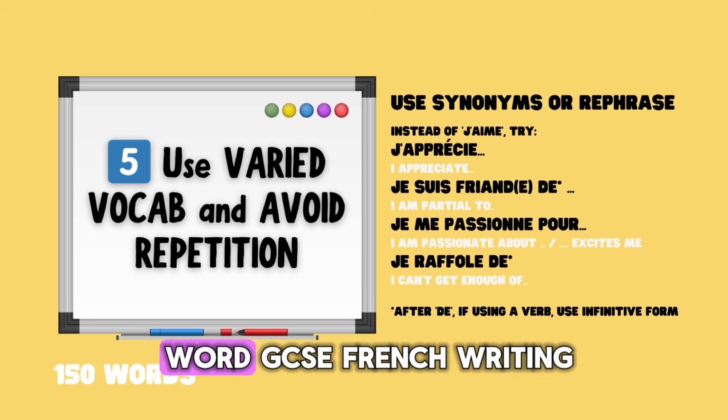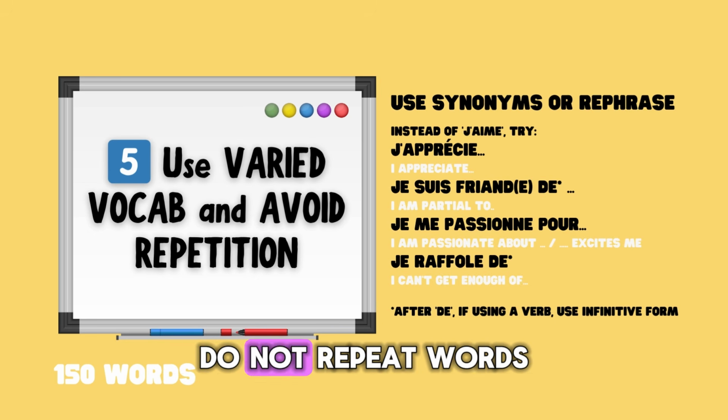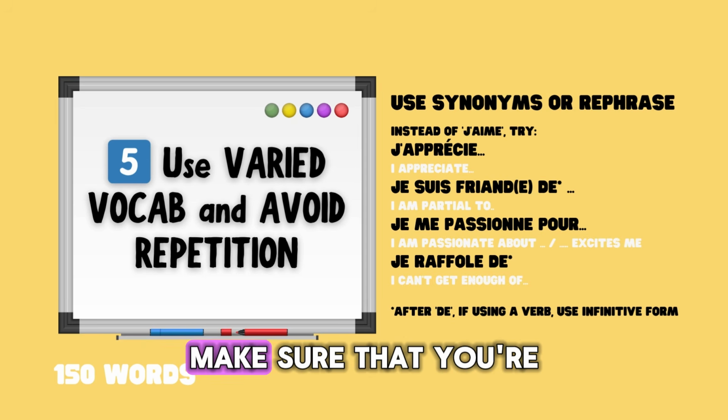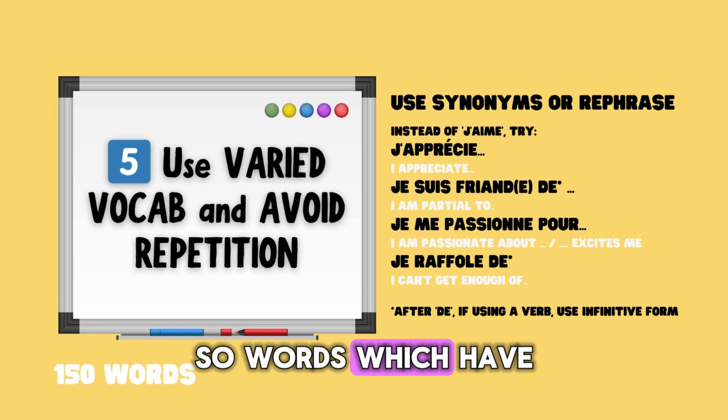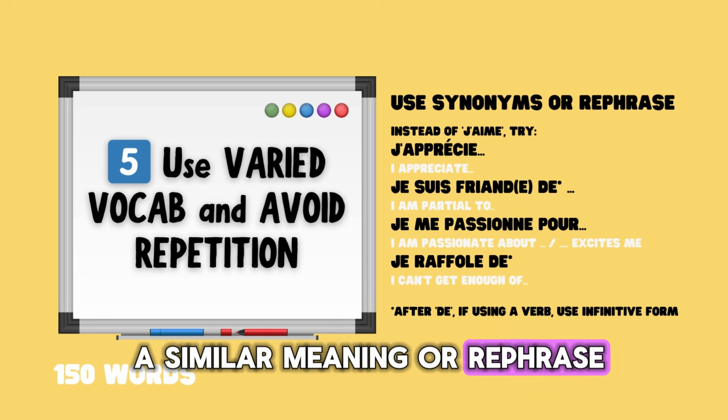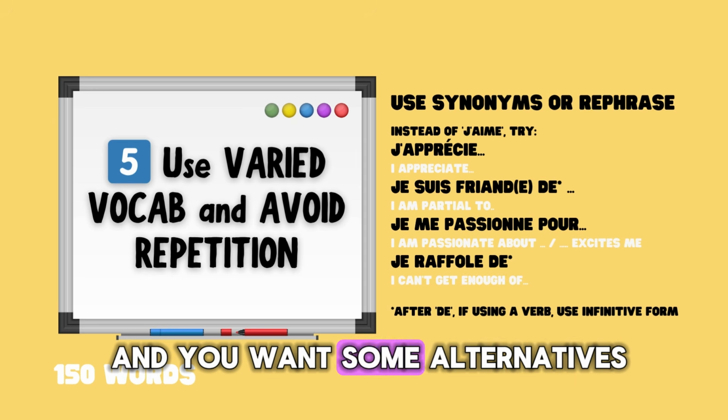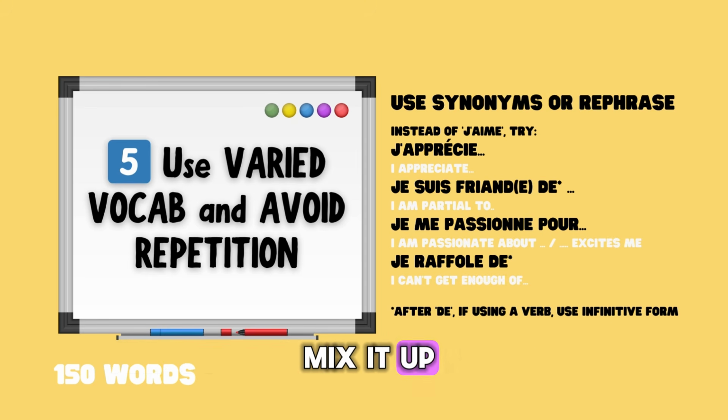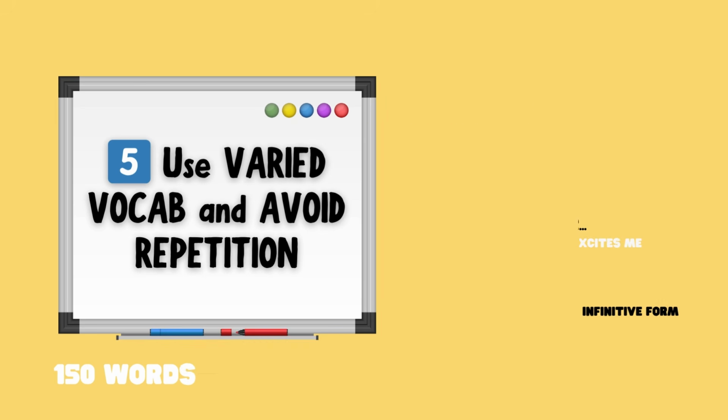In your 150 word GCSE French writing, do not repeat words or phrases. Make sure that you're using synonyms, so words which have a similar meaning, or rephrase. If you're using j'aime and you want some alternatives because you want to mix it up, then these are a few that you could use.